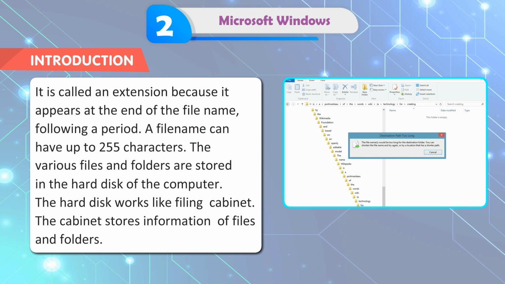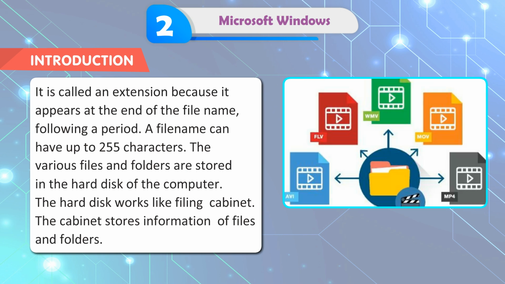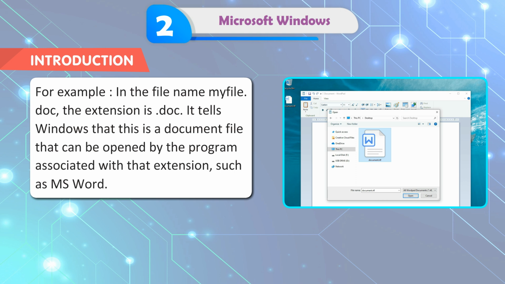A file name can have up to 255 characters. The various files and folders are stored in the hard disk of the computer. The hard disk works like a filing cabinet. The cabinet stores information of files and folders. For example, in the file name myfile.doc, the extension is .doc. It tells Windows that this is a document file that can be opened by the program associated with that extension, such as MS Word.